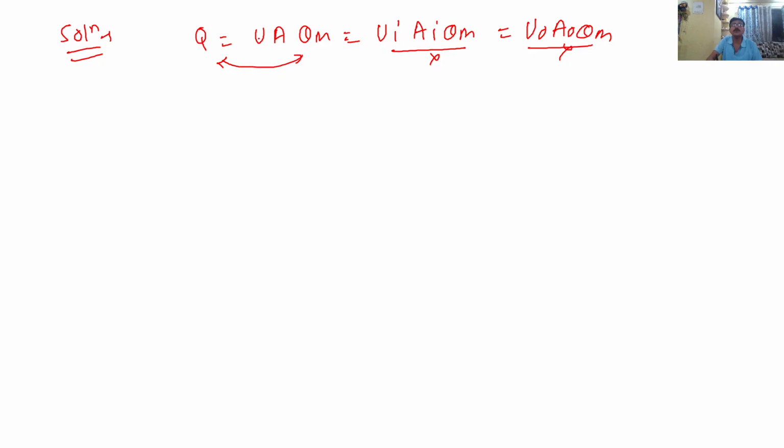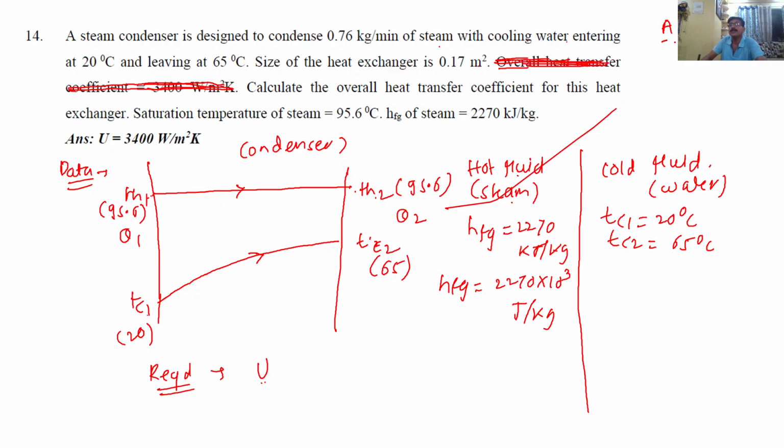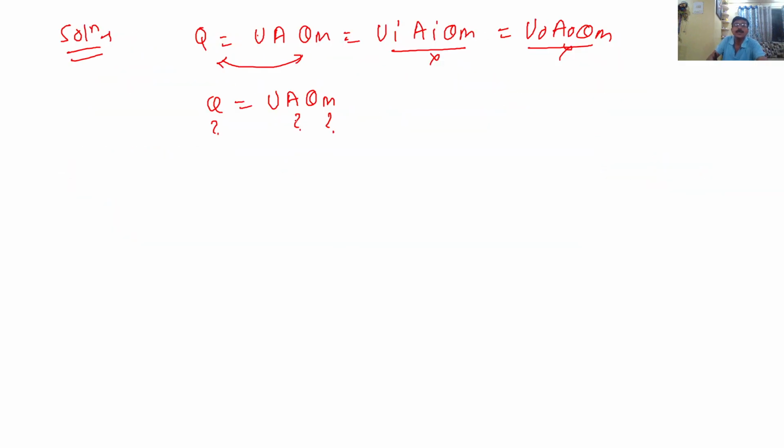So if I want to know the value of U, in Q is equal to UA theta M, I will place a question mark on this and this. The area is already given in the problem, so this is known to you. Instead of a question mark, it is a tick already. So the only unknowns are Q and theta M.